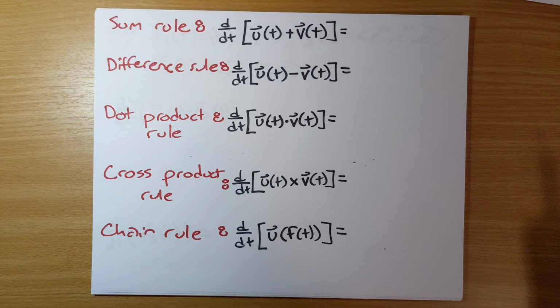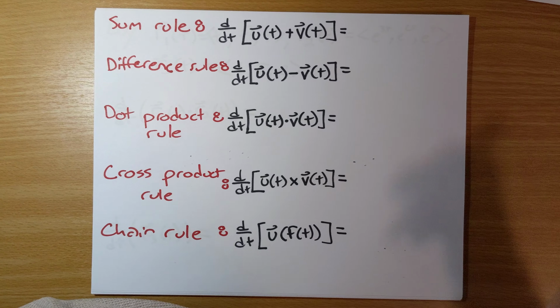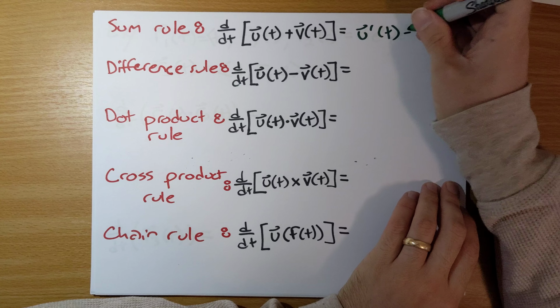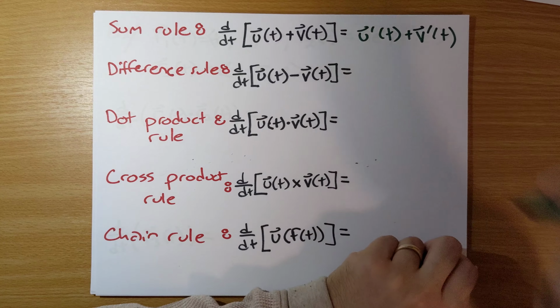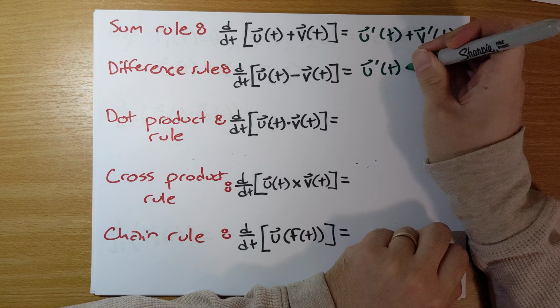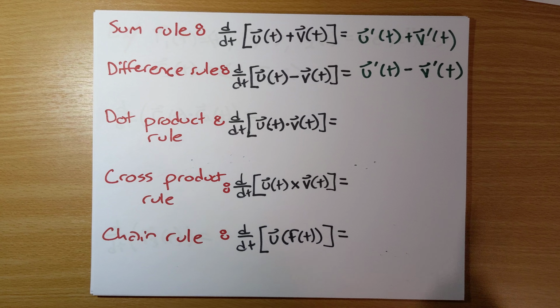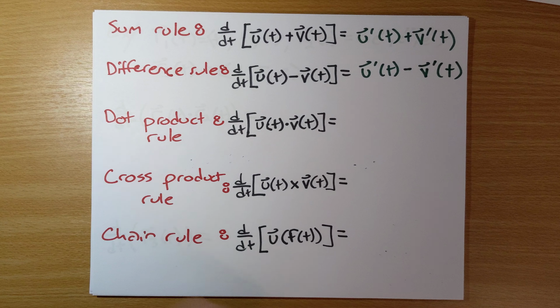Okay, the next couple of rules here, we have a sum rule. So the derivative of the sum of u of t and v of t will just be the sum of their derivatives, u prime of t plus v prime of t. The derivative of the difference of two vector functions will simply be the difference of their derivatives. And then next up we have more product rules, with a dot product rule and a cross product rule.